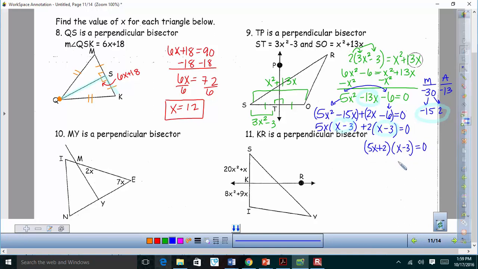Now, we know what this x equals. What would this x equal? 3. Now, this one's a little bit different. We would actually have to solve for 0. So, if we solve for 0, we would first subtract the 2 and then divide by 5. So that would be negative 2/5, right? Okay, questions about that?